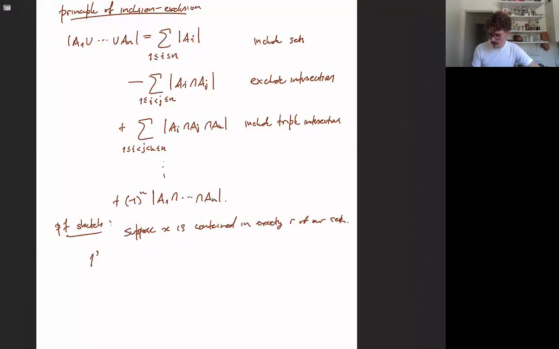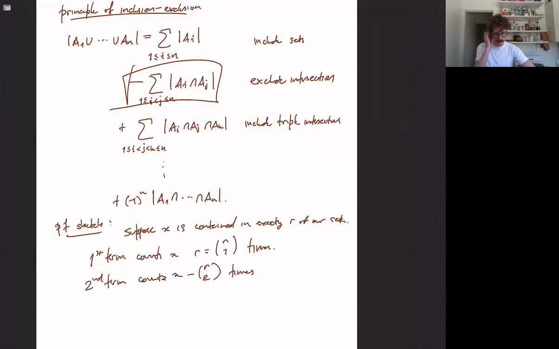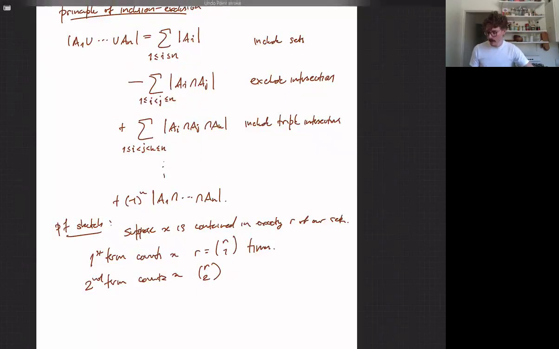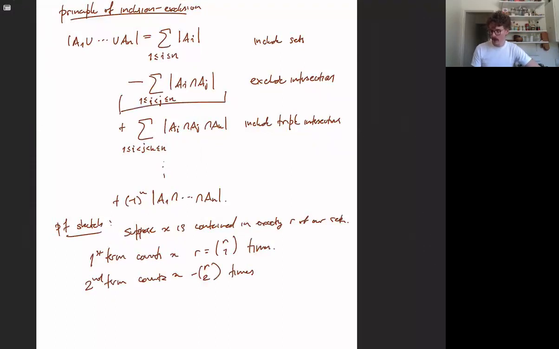So the first term, that's this guy. How many times do we count x in this term? Well, if it's included in R of the sets, it is counted R times. So it counts x R, which equals R choose 1, times. The second term counts x R choose 2 times, because that's this term, or let me say negative R choose 2, because it's got a big ol' negative sign in front of it. And why is it R choose 2? It's because wherever our element x appears in this sum, it is choosing 2 out of the R sets that it is contained in. So R choose 2 is the number of ways to do that. And etc.